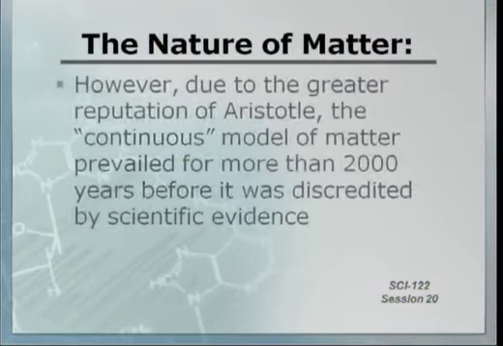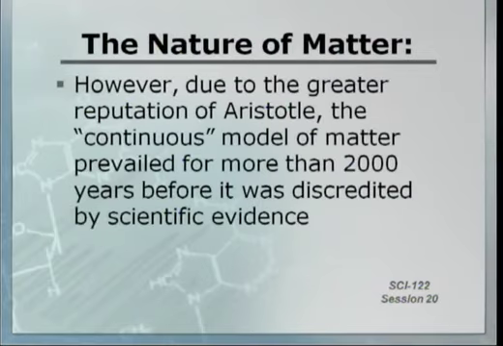However, due to the greater reputation of Aristotle, the continuous model of matter prevailed for more than 2,000 years before it was discredited by scientific evidence. And so the idea was that just like his ideas on mechanics, Aristotle made mistakes due to the fact that he did not perform any kind of experimentation to confirm his suppositions. And so we now know that his continuous representation of matter is not true.